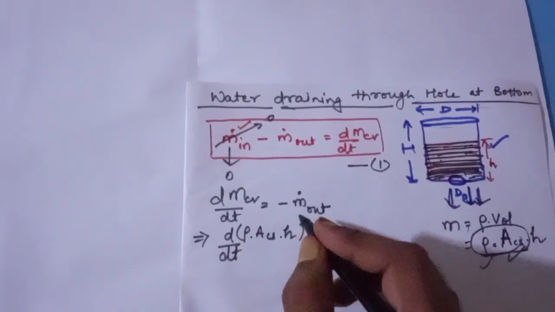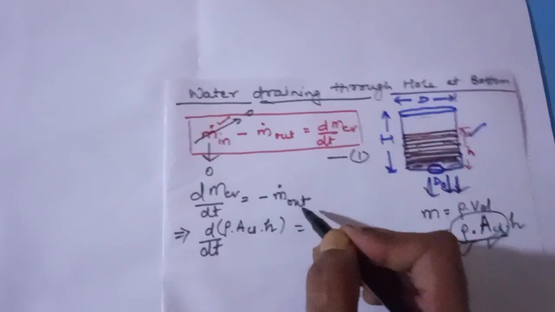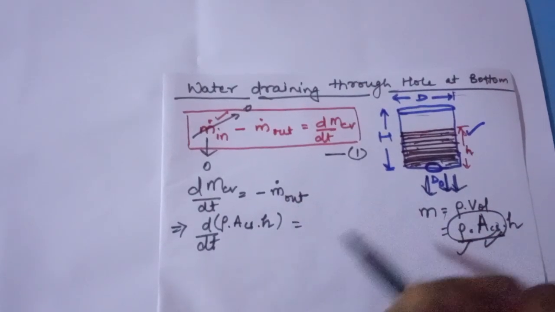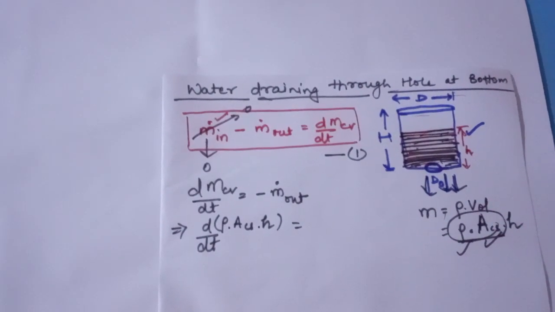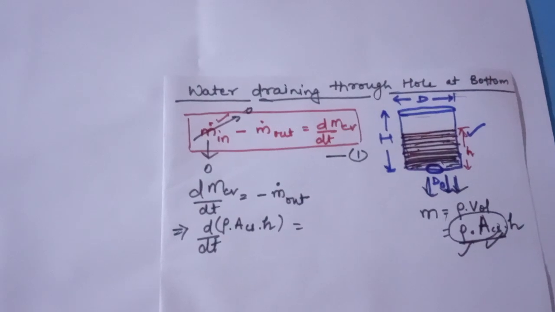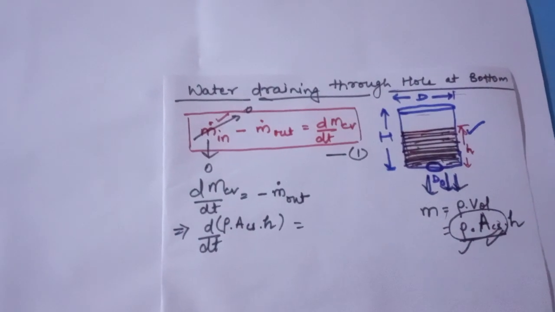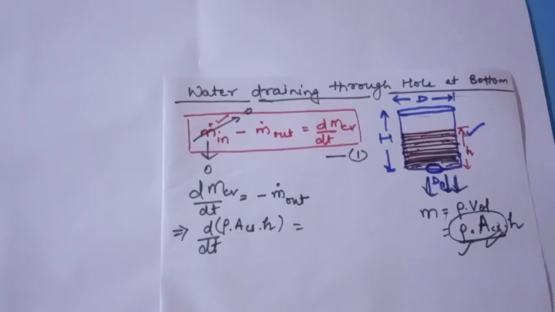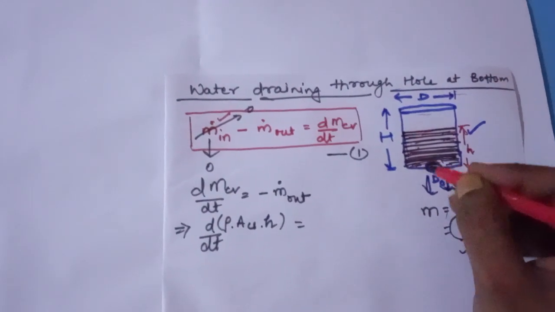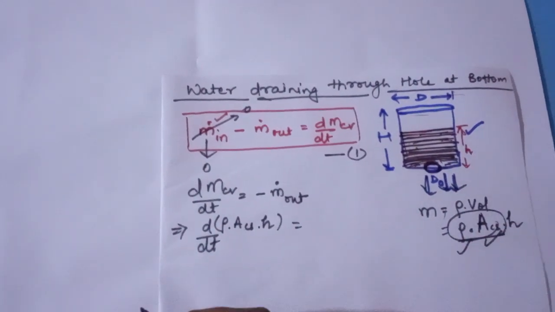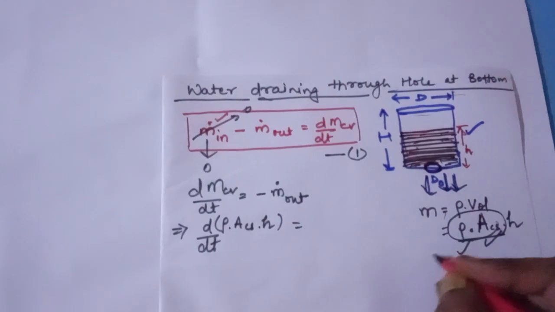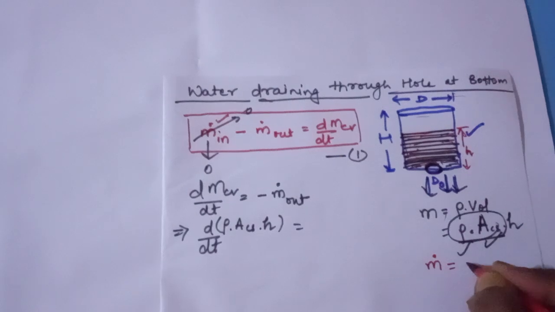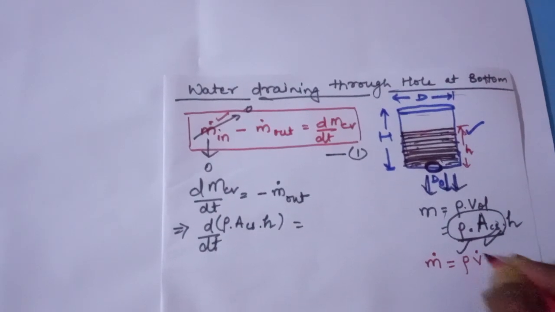Now we have to write the rate of mass at outlet, or the rate at which the mass is going out. For that we have to see the location from which the mass is going out of the tank. We can see that the mass is leaving the tank from the hole at the bottom. So we know the mass flow rate can be written as density into volumetric flow rate.